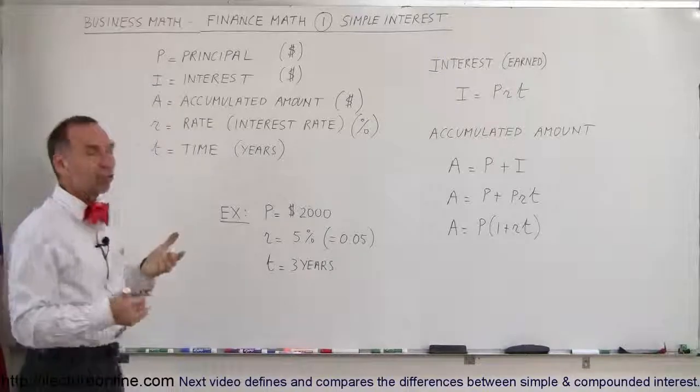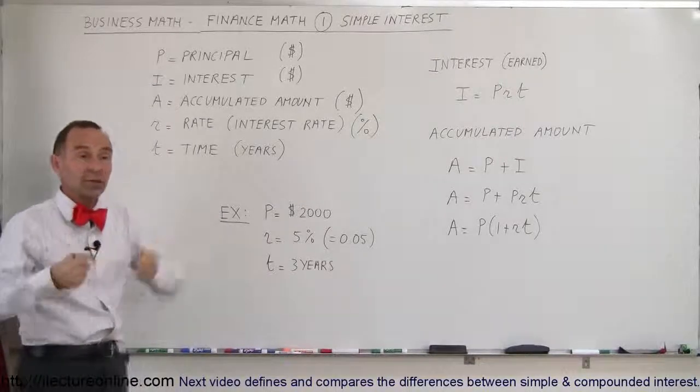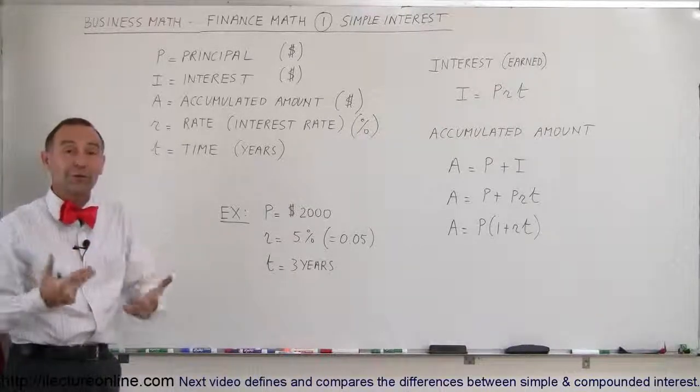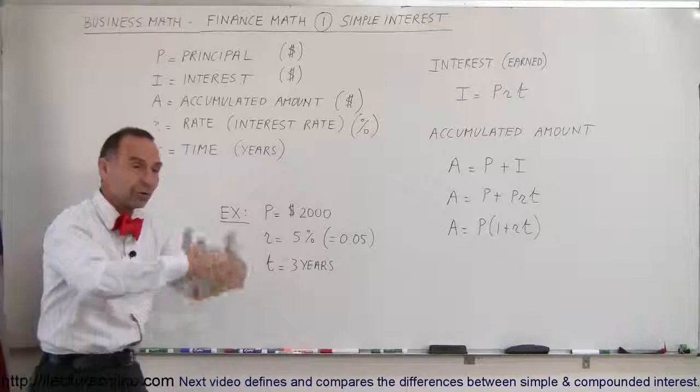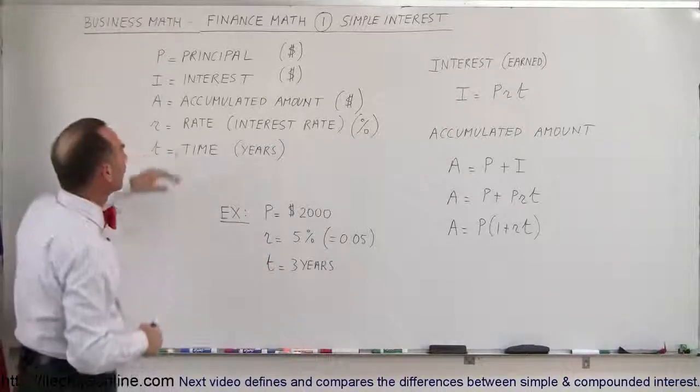P stands for principal. Principal is the initial amount of money that you will invest. So if you have $1,000 you want to put in the bank, you don't earn a lot of money these days, but there was a time where we earned a fair amount of money in the bank. You want to put it in the bank to earn some interest. That's your principal. That's your principal investment.